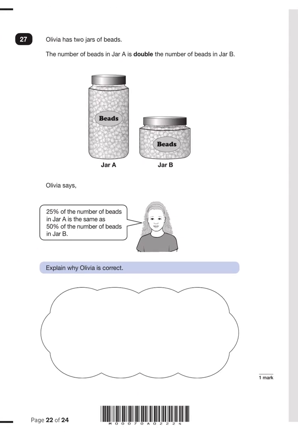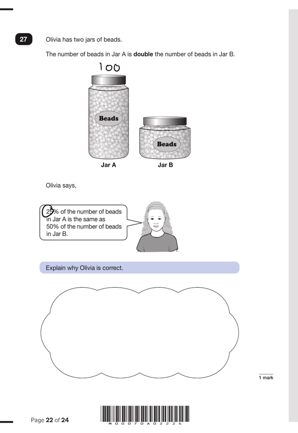Number 27. Olivia has 2 jars of beads. The number of beads in jar A is double the number of beads in jar B. Olivia says 25% of the number of beads in jar A is the same as 50% of the number of beads in jar B. Explain why Olivia is correct. When I see percentages, I'm thinking 100. Because if we say 100 and then we work out the percentage, we have an easy number to deal with. So let's say there are 100 beads in jar A.